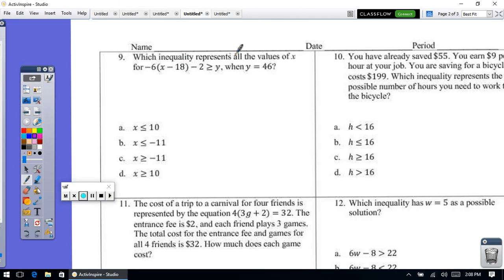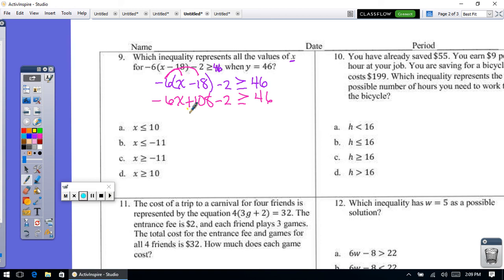Let's look at 9. Which inequality represents all the values of x? So we need to solve for x. But they tell me that y is 46. So I'm going to rewrite this as negative 6 times the quantity x minus 18, minus 2, is greater than or equal to, and then substitute 46 for y. Now let's distribute. Negative 6 times x is negative 6x. Negative 6 times negative 18 is positive. 8 times 6 is 48. Carry 4, 108. Bring down the minus 2. Is greater than or equal to 46.